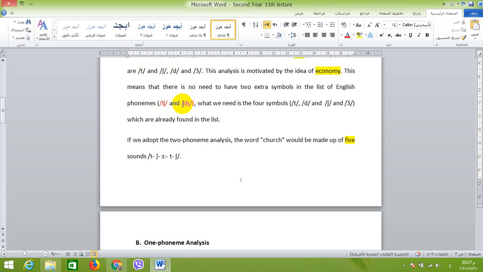If we deal with it as one phoneme, it's going to be another phoneme that should be added to the list. Based on this analysis, if we have a look at the word church, it would be analyzed into t, one; sh, two; er, three; t, four; sh, five. They are going to be 5 phonemes, 5 sounds, because t is alone, sh is alone. Two, not one unit, two.